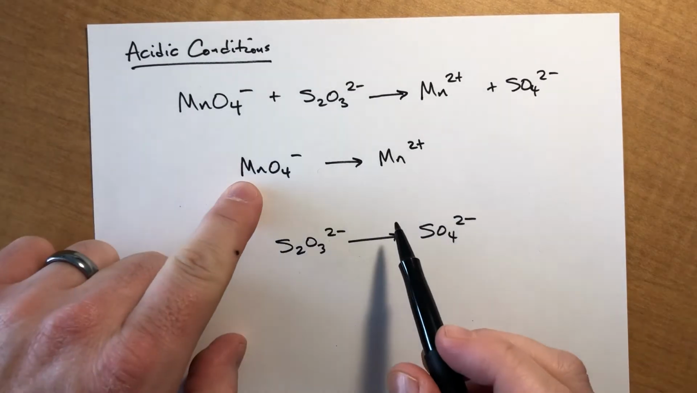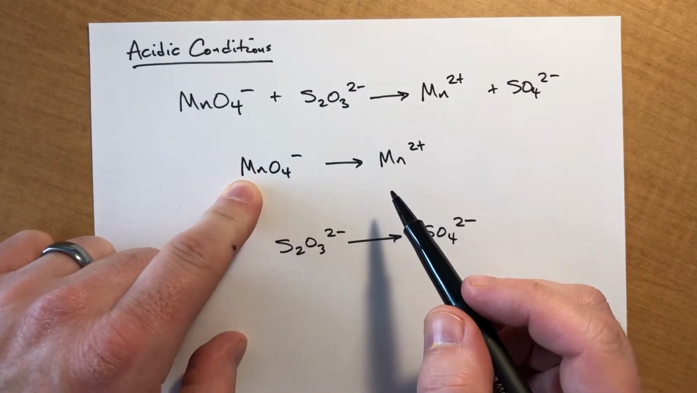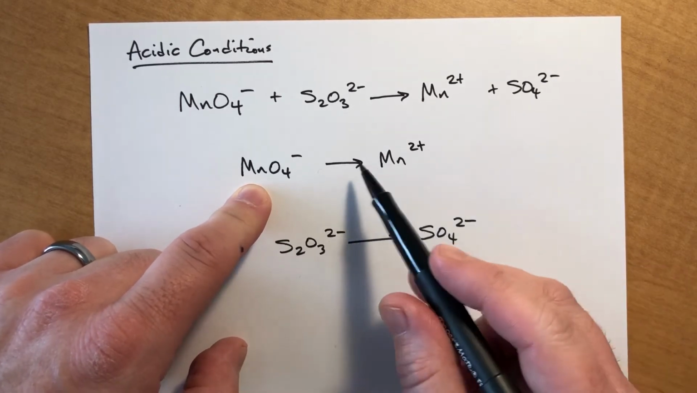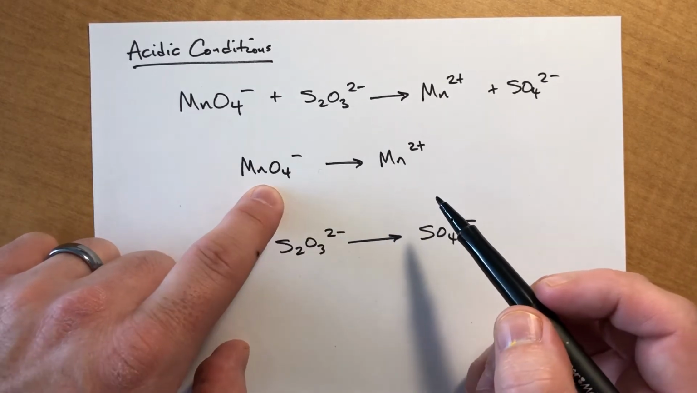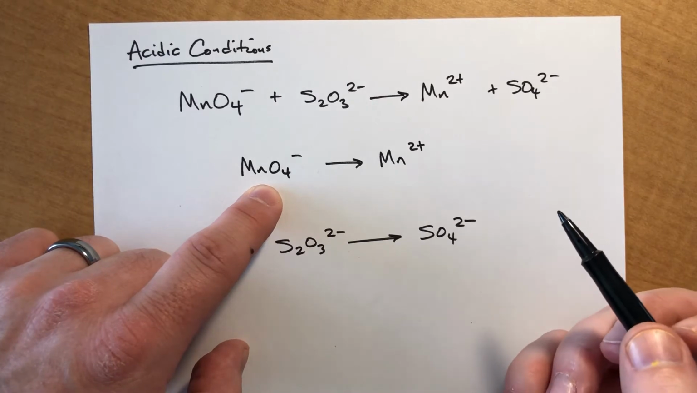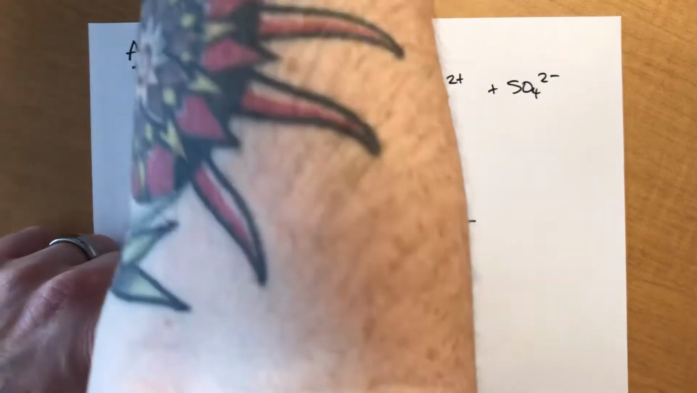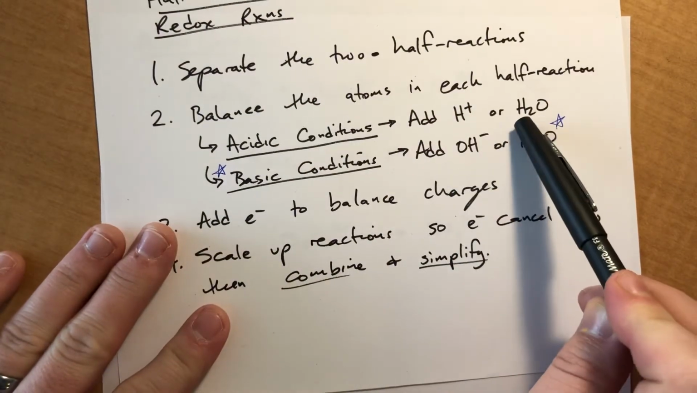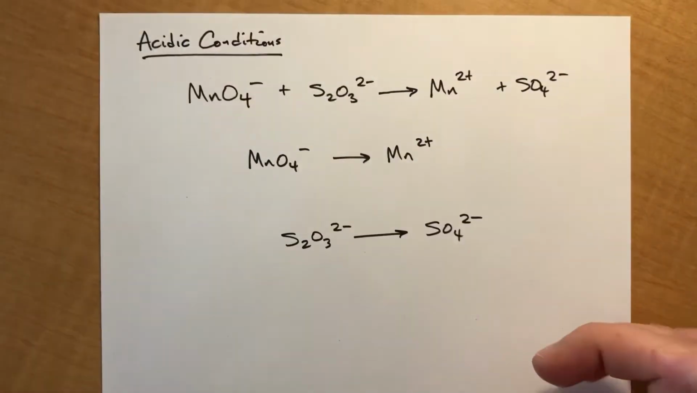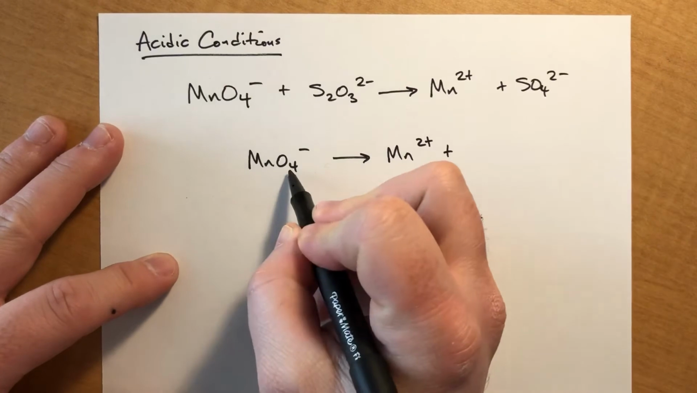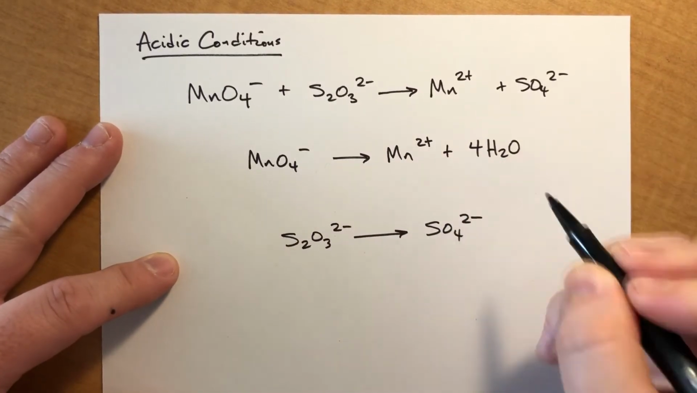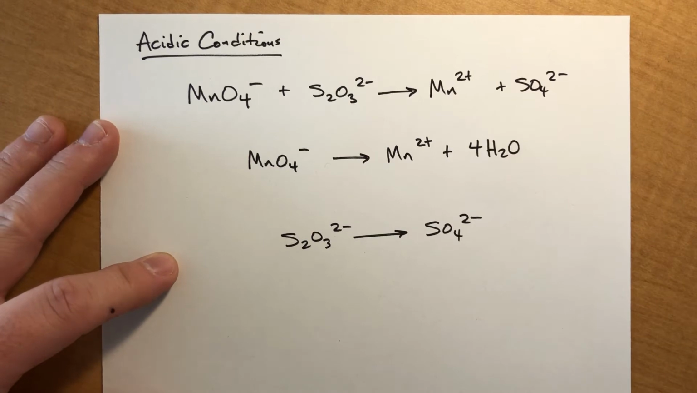So double check anything that isn't oxygen or hydrogen first. We have one manganese. Great, we don't need to put any numbers in the front. We have 4 oxygens and no oxygens. Well, we can add hydrogen or water. Water will give us oxygen, so let's do that. So we have 4 oxygens on this side, so we're going to need 4 oxygens on this side, and this is the only way we can get oxygens as far as we know.